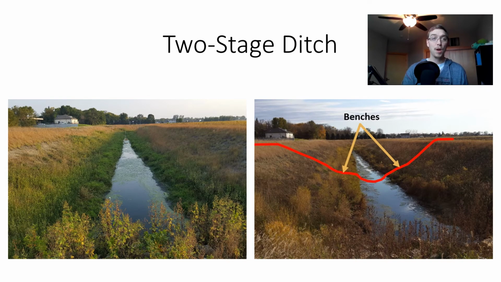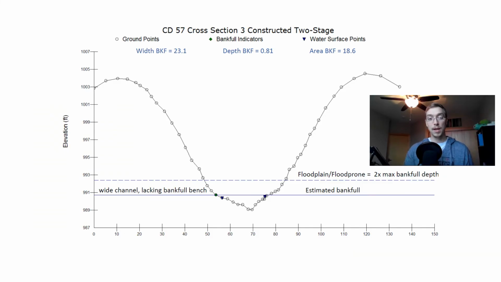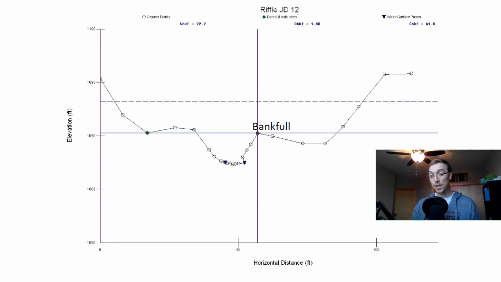The two-stage ditch, well, here we can see the two-stage ditch. You can kind of see the benches there. Well, the Minnesota DNR actually went out and surveyed this. And this is what it looked like. Had a wide channel that was lacking any type of bankfull bench, which it's supposed to have if it's got a two-stage ditch. And it really just wasn't constructed the right way. Now, this is in comparison to what a two-stage ditch should look like. We see here. You see how broad that bench is, how wide that bench is? It was just a case of poor engineering and poor execution.